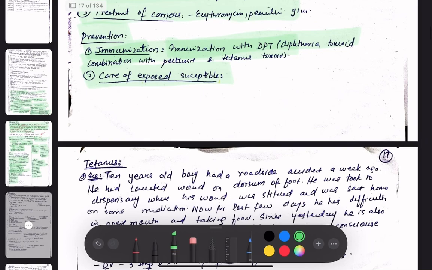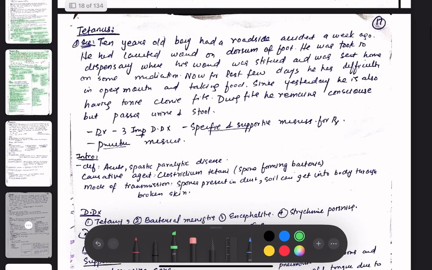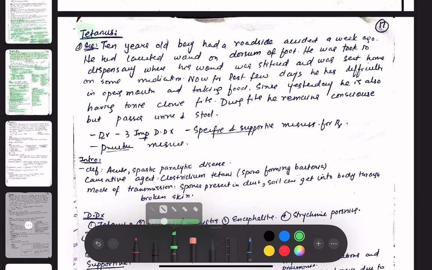Now the next topic is tetanus. The scenario is that there is a 10 year old boy who had a roadside accident, and a week ago he had a lacerated wound on the dorsum of the foot. He was taken to a dispensary where he was given stitches and was sent home on some medication. For the last few days he has difficulty in opening his mouth and taking food. Since yesterday he is also having tonic clonic fits. During fits he remains conscious but passes urine and stool.